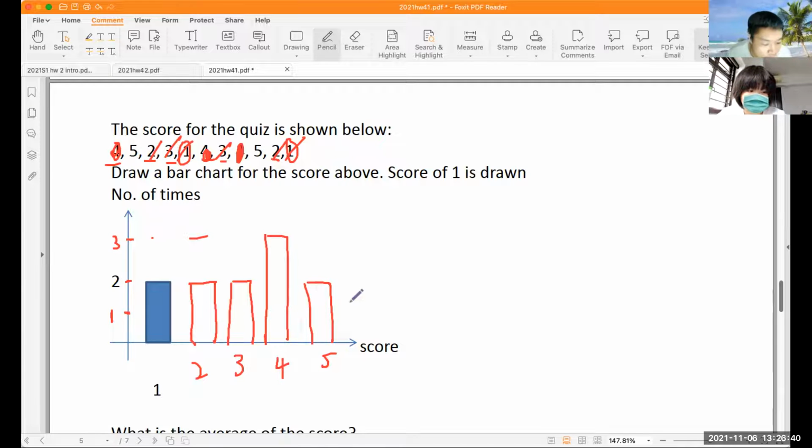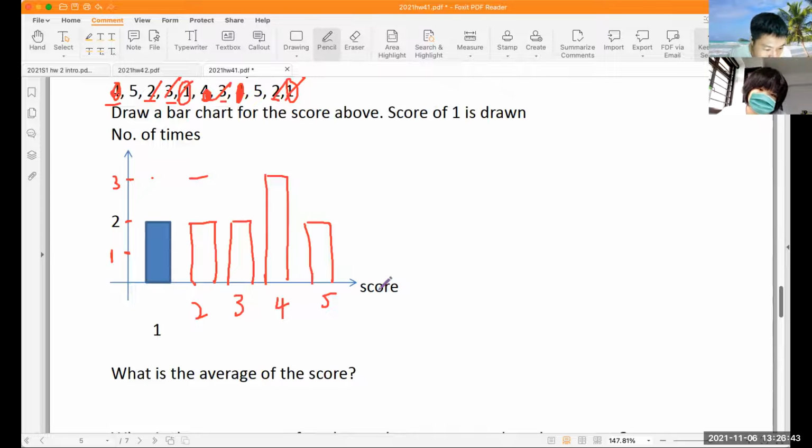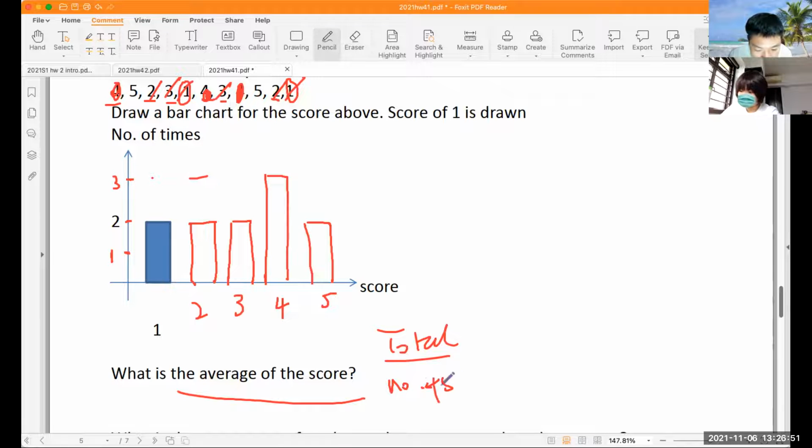Okay, good. So let's look at the question here. The first question says the average of the score. Average is very simple. It's just the total divided by the number of students, which I'm not actually interested in. In fact, what I'm interested in is how we can make use of this sign.